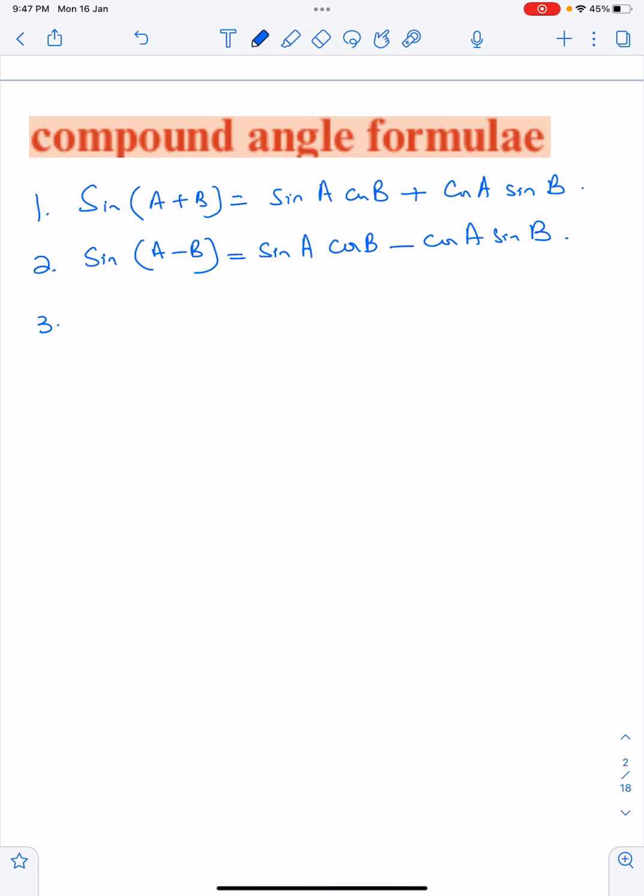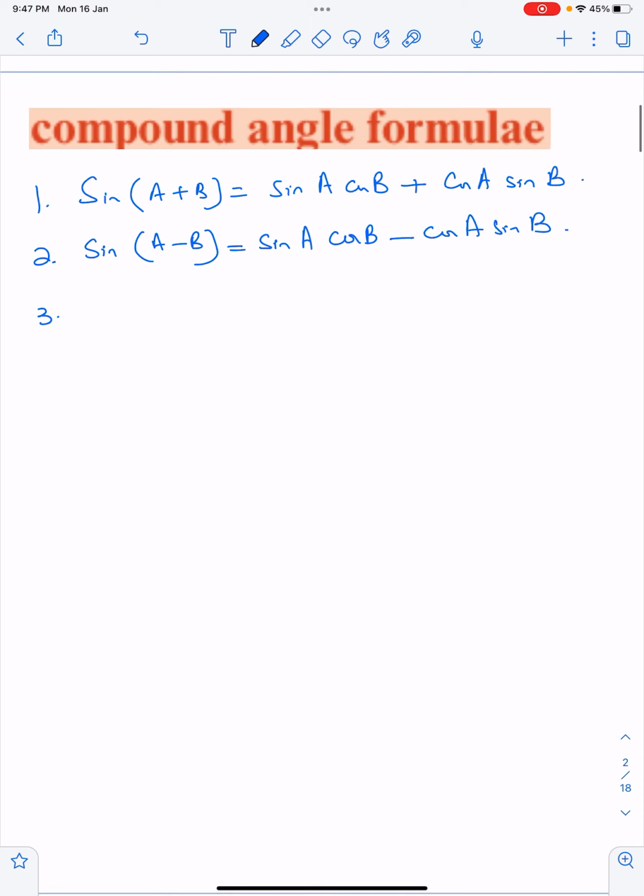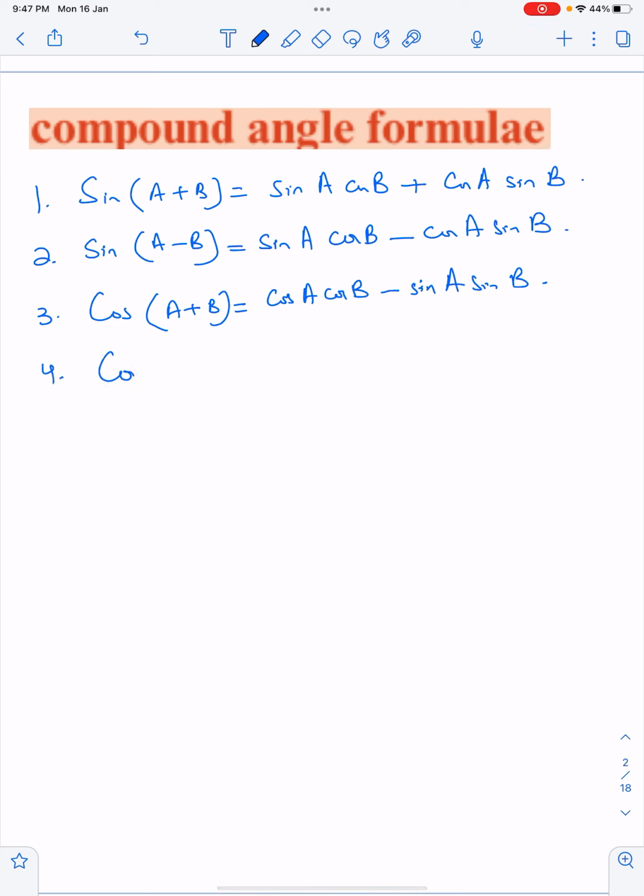The third set of formula, the third formula, is with cos. Cos of a plus b equals cos a cos b minus sine a sine b. The fourth formula is cos of a minus b equals cos of a cos of b plus sine of a sine of b.